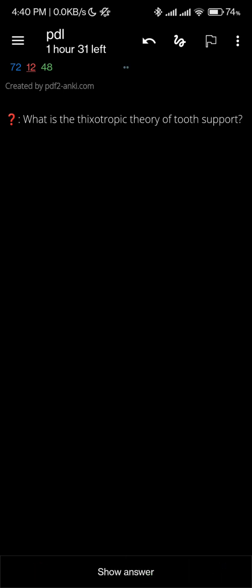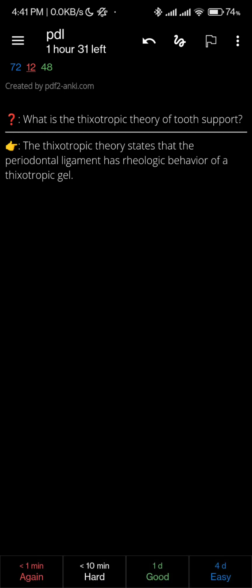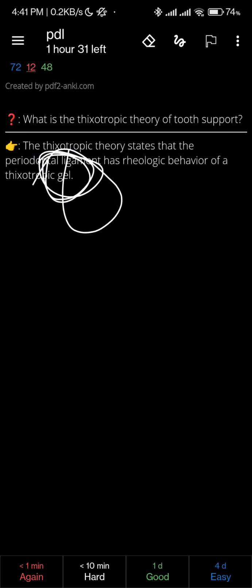What is the thixotropic theory? The thixotropic theory states that the periodontal ligament has the rheological behavior of a thixotropic gel.